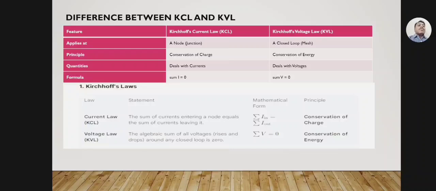The algebraic sum of all voltage rises and drops around any closed loop is 0.